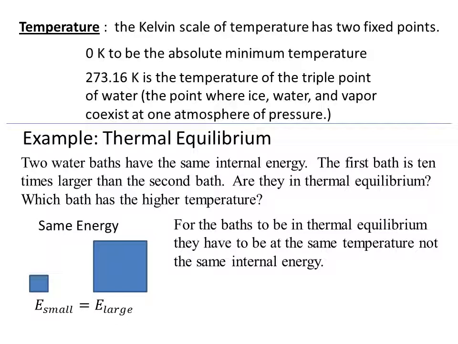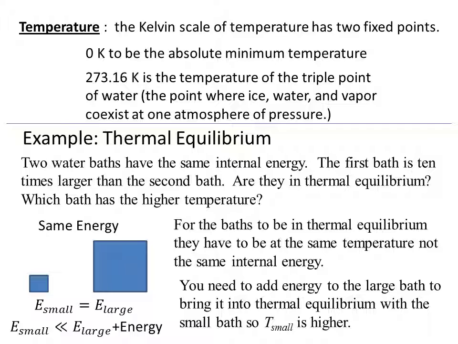Now let's take a look at these two systems, but now consider that they're at the same internal energy, so E small is equal to E large. Well, if we want to get back to the same temperature in thermal equilibrium, then we have to have a case where the energy of the small system on the left is much smaller than the energy of the large system on the right. So we have to add some energy to E large to make it much bigger than E small. So you need to add energy to the large bath to bring it into thermal equilibrium with the small bath, so that T small, the temperature of the small system, is much higher.